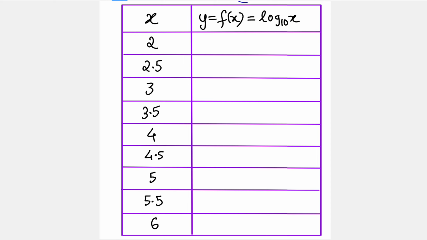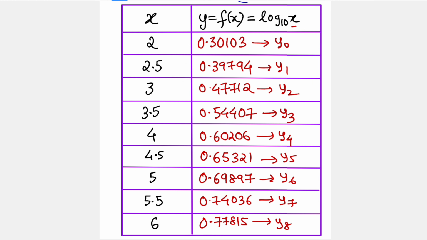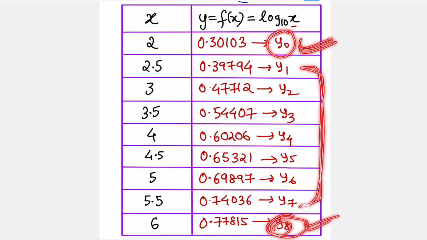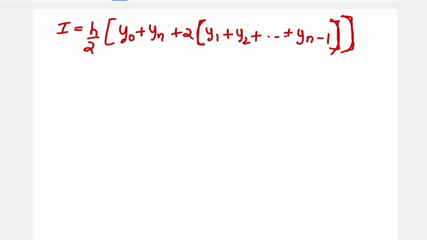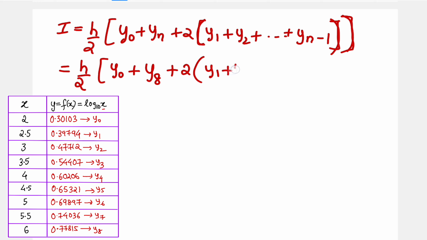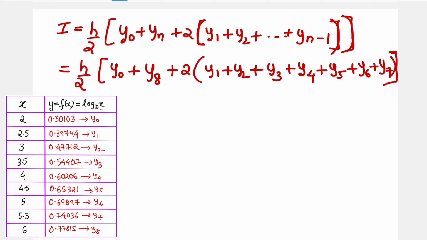Now how do we write the y values? Just substitute 2 in place of x, then the next x, and keep on substituting. After getting all the values, remember that the starting value is y naught and the ending value is y8. In between, from y1 to y7, all these we have to include while writing the formula. So h by 2 into the first term y naught, plus the last term y8, plus the in-between terms y1, y2, y3, y4, y5, y6, y7. Now just keep on substituting.